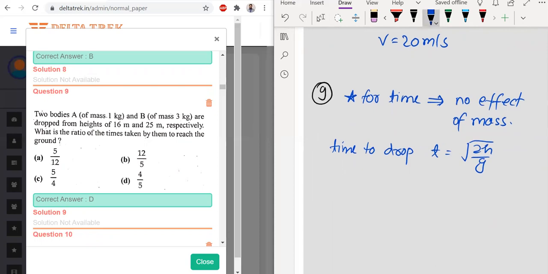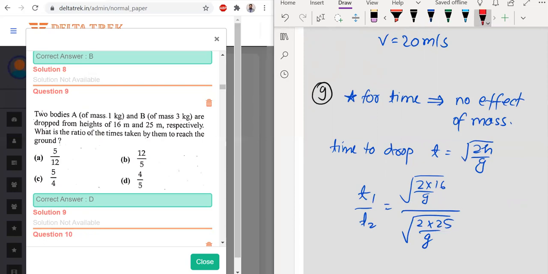For different height it has asked the question to solve. So for which height? It is t1 by t2. t1 is √2 into h, which is 16, by g. And next it is √2 into 25 by g. Now the good thing is g and these two are going to be cancelled. What will remain there is root of 16 over root of 25. This we already know, it will be 4 and this will be 5. So the ratio will be 4 by 5.